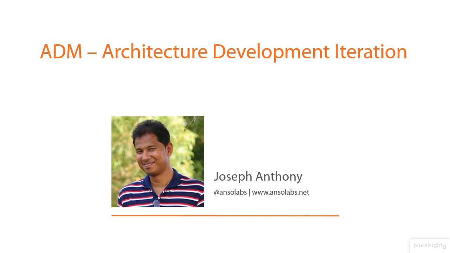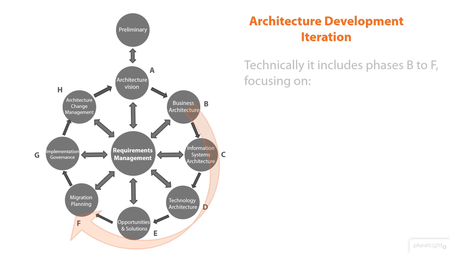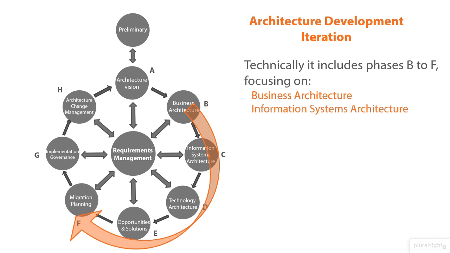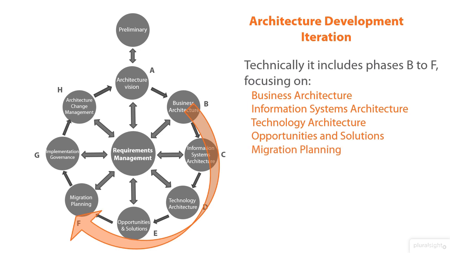In this module, we will cover architecture development iteration. We could say that this iteration essentially forms the core of ADM. Technically, it includes phases B to F, with each phase focusing on business architecture, information systems architecture, technology architecture, opportunities and solutions, and migration planning phases, respectively.